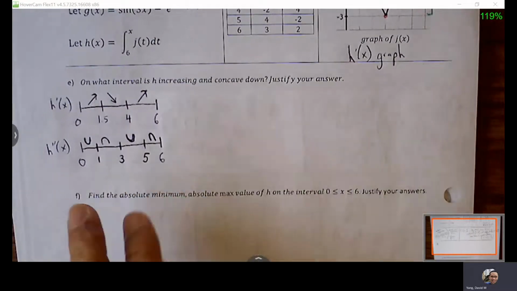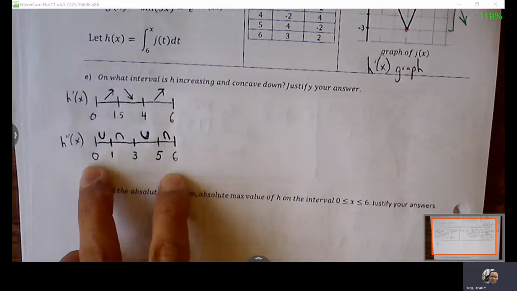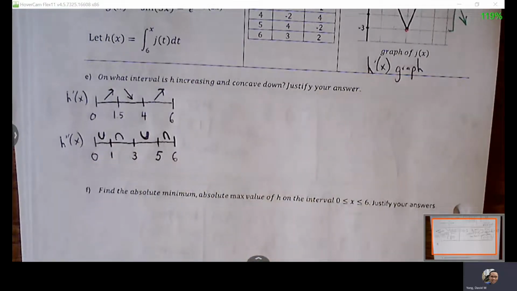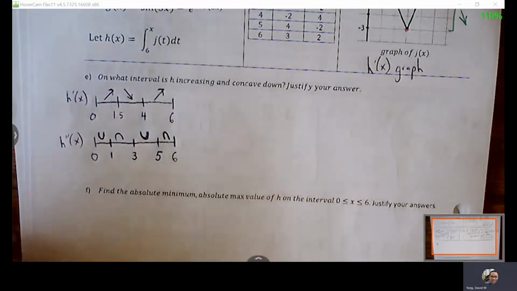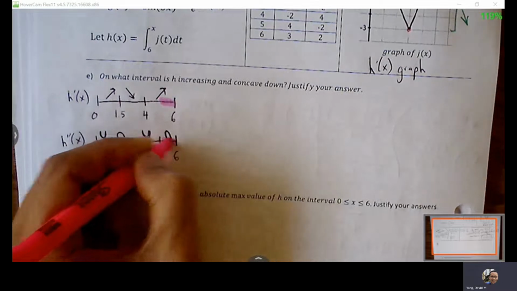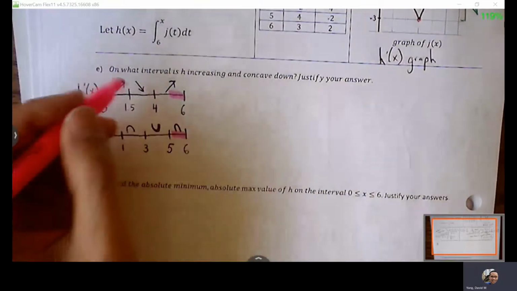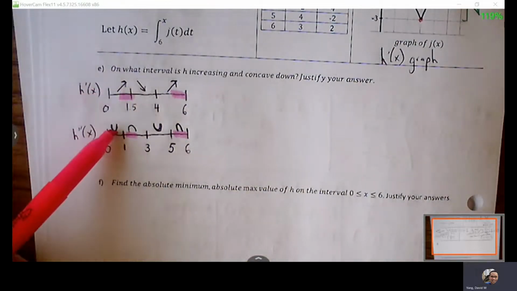Okay, so I lined them up to the best that I can here. Where do you see the graph increasing and concave down? Between 5 and 6. Yeah, between 5 and 6, I see the graph is both concave up, sorry, concave down and increasing. Anywhere else? Yeah, between 1 and 1.5. There we go. All right, increasing, concave down. Okay.